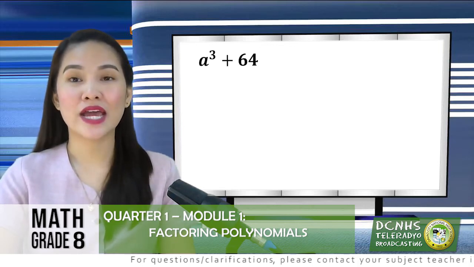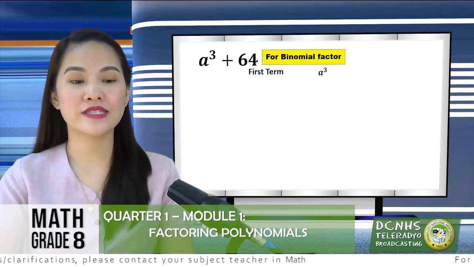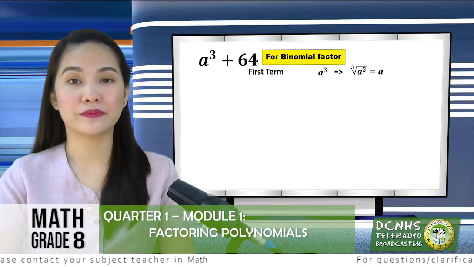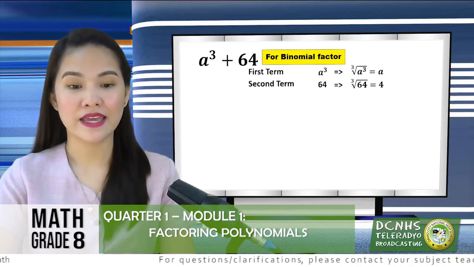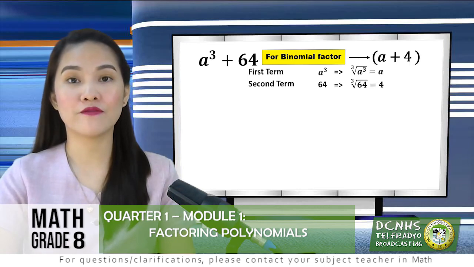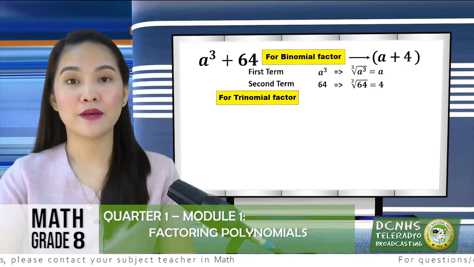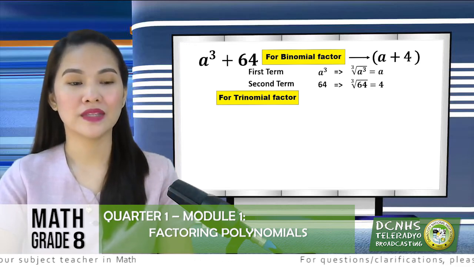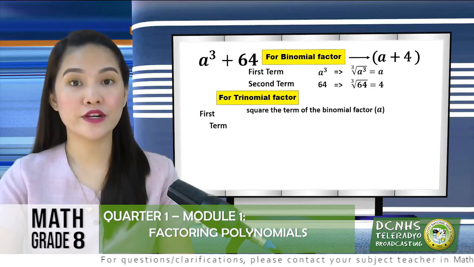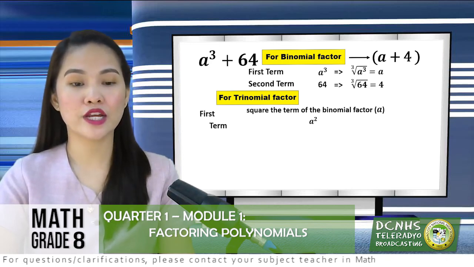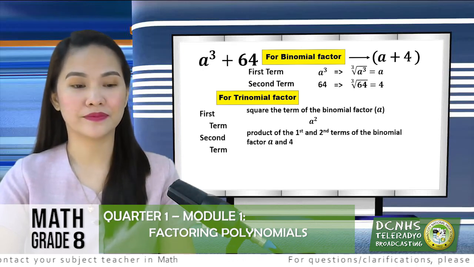Lastly, let's try to factor a cubed plus 64. First, get the binomial factor. Extract the cube root of a cubed, which is a, and then get the cube root of 64, which is 4. The binomial factor is a plus 4. Next, solve for the trinomial factor. For the first term, square the first term of the binomial factor a. The result is a squared.